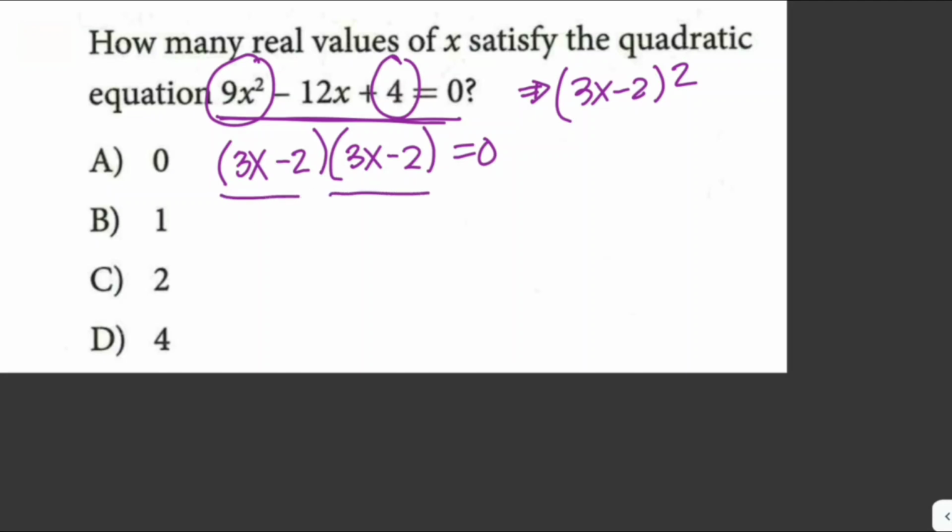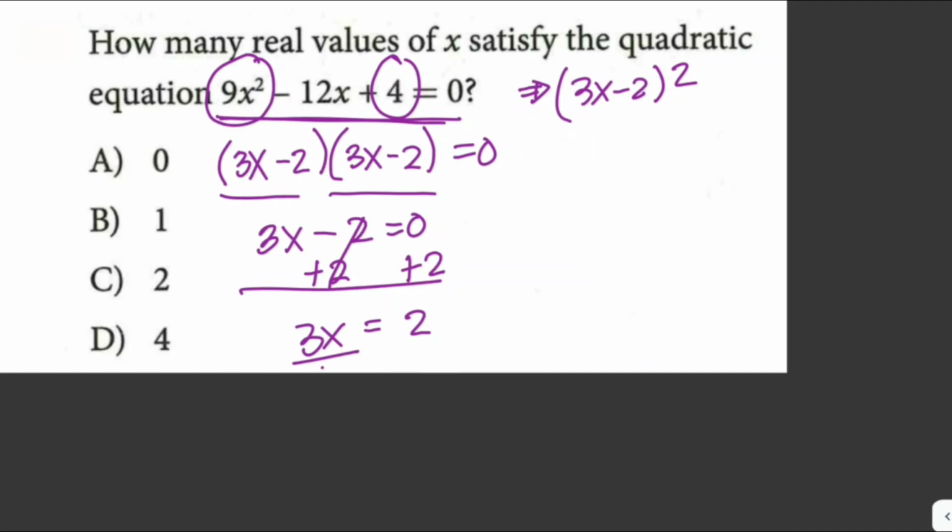Since both factors are just the same, therefore there is only one real value for x. So that is 3x minus 2 equals 0. Add 2 to both sides. 3x is equal to 2. And we divide both sides by 3. So x is just equal to 2/3. So there's only one real value, which is x equals 2/3, that satisfies this equation. So the answer here is letter B.